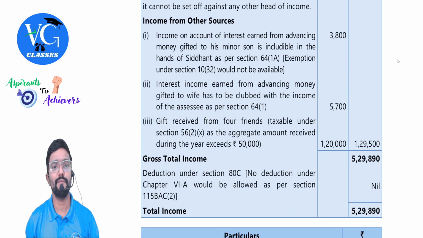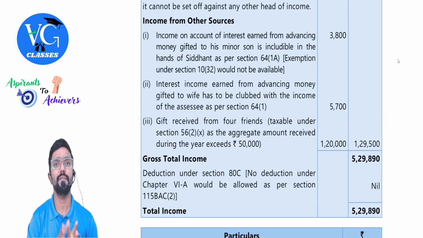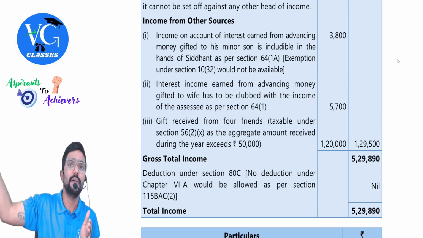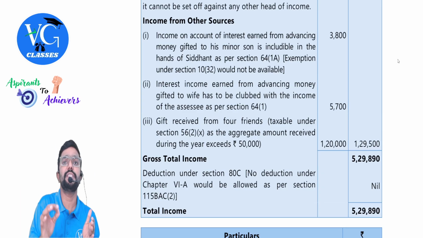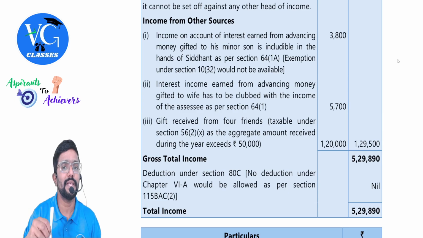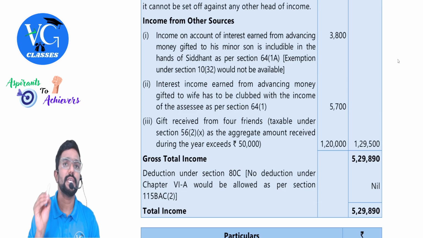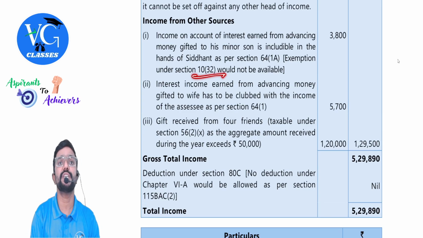Okay. Next, income from other sources. What are those? Income on account of interest. Clubbing will always happen under which head? Other sources. Whenever I am supposed to pay tax for someone else's income, it will be included in my total income under which head? Other sources. So, income on account of interest earned from advancing money gifted to his minor son is includable in the hands of Siddhant as per section 64(1A). But whenever the income of a minor child is clubbed, there is an exemption available under section 10(32), but that is blocked under the default scheme, not available.